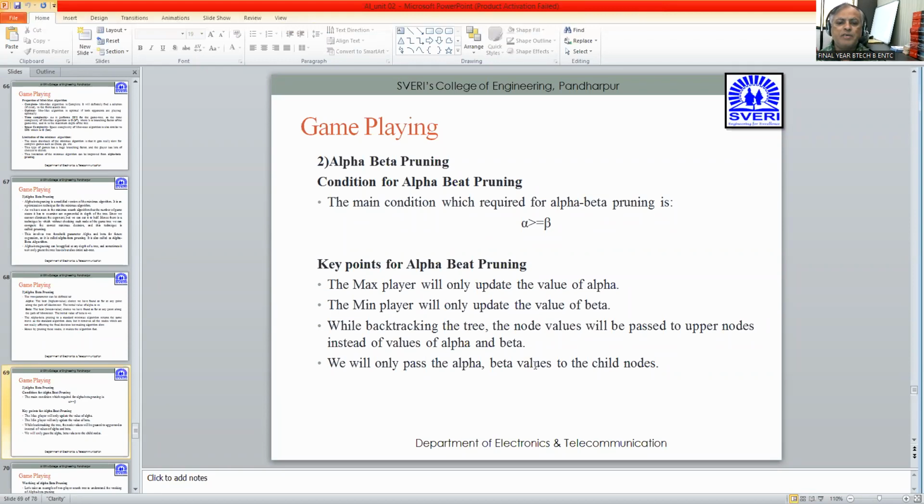Key points of alpha beta pruning. The max player will only update the value of alpha, and the min player will only update the value of beta. While backtracking the tree, the node values will be passed to the upper nodes instead of the values of alpha and beta. In minimax, while backtracking, they go to each and every node, but in this case the node values pass to the upper nodes instead of alpha and beta. We will pass the alpha and beta values to the child nodes.